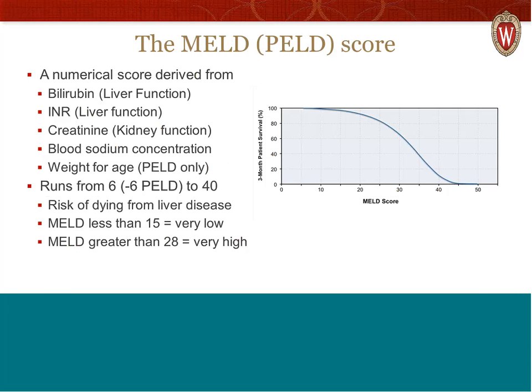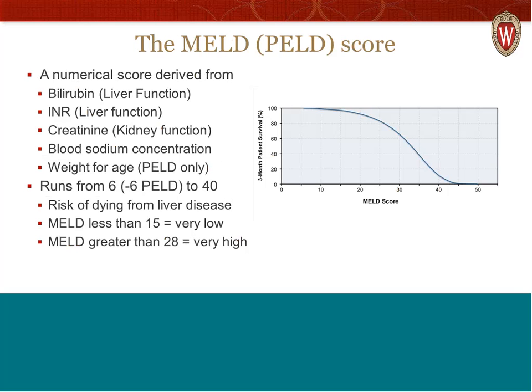So as I mentioned, it's a numerical score that's spit out from the bilirubin, the INR, and the creatinine, which is a marker of kidney function, and particularly some people with liver problems can start to develop kidney problems as well. And then we also use the sodium concentration in the blood as part of the new way we calculate it. For pediatric patients, the weight for your age, so how much you weigh versus how much you should weigh at your age, is also incorporated, and that's called the PELD score. So for pediatrics, it's PELD. For adults, it's MELD. It runs from 6 or -6 in the PELD all the way to 40.